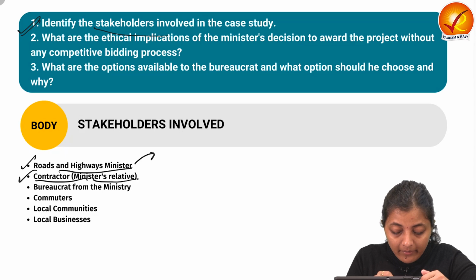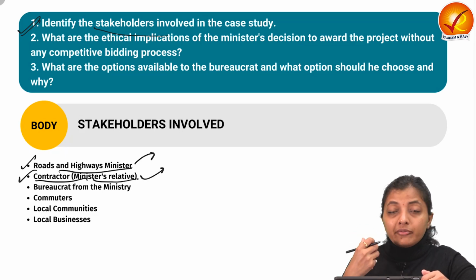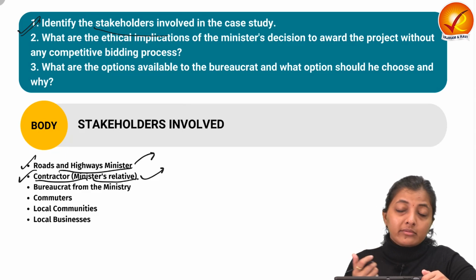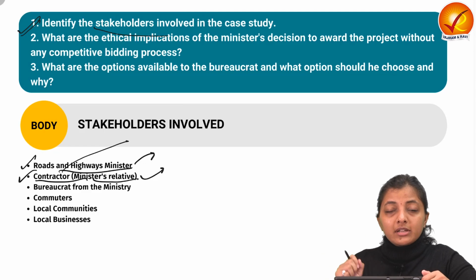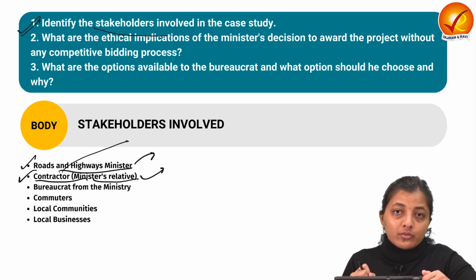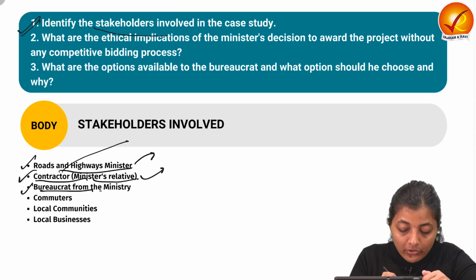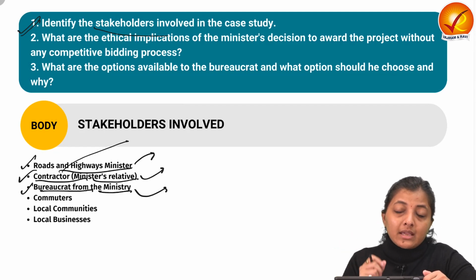Next is the contractor, the minister's relative. He is the awardee of the favoritism, the one who is doing all the corrupt practices by building low quality infrastructure over there. Then next is the bureaucrat from the ministry, who is facing ethical issues because he has to unveil this exposure, these corrupt practices.